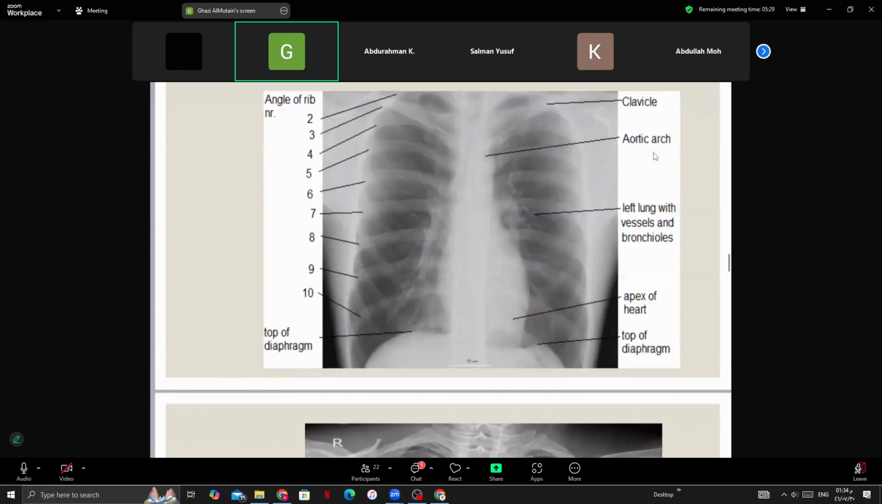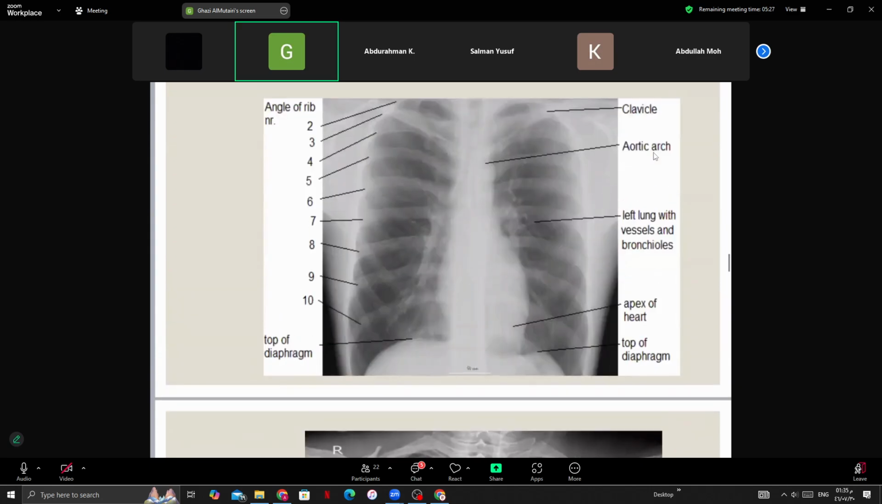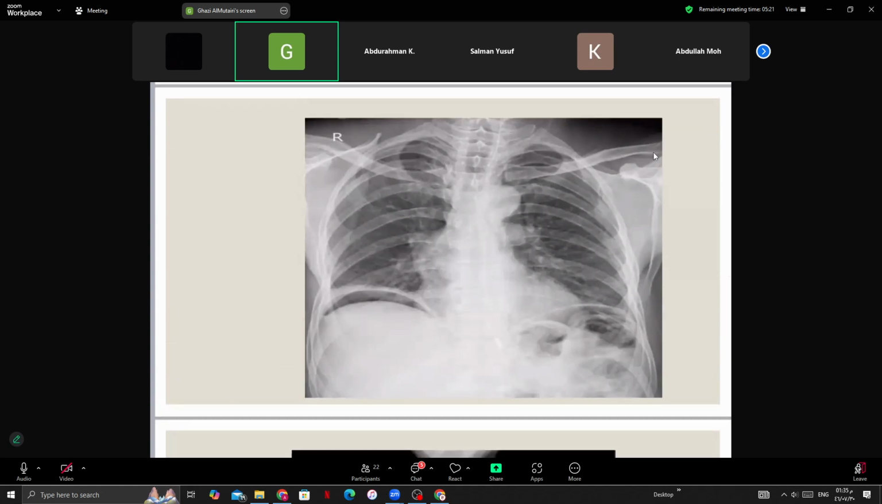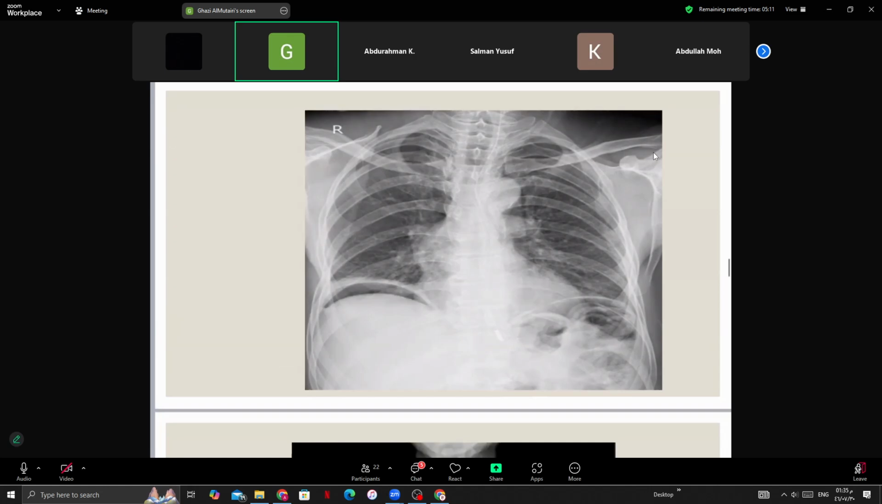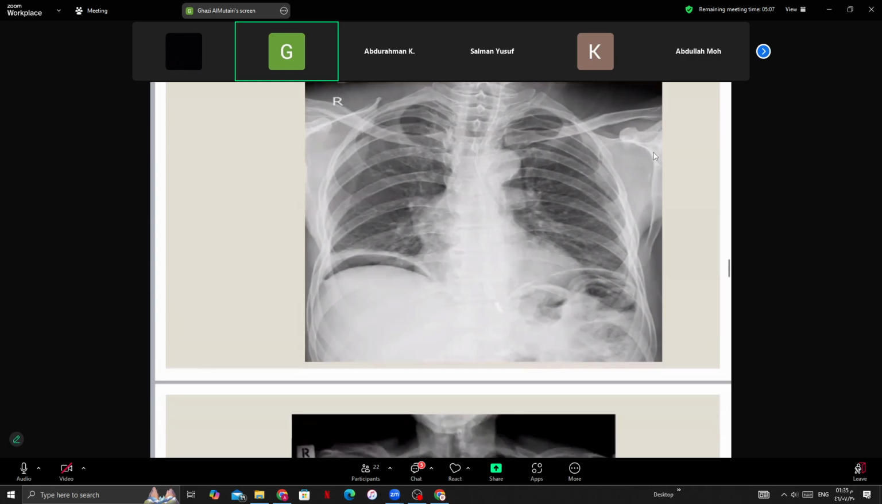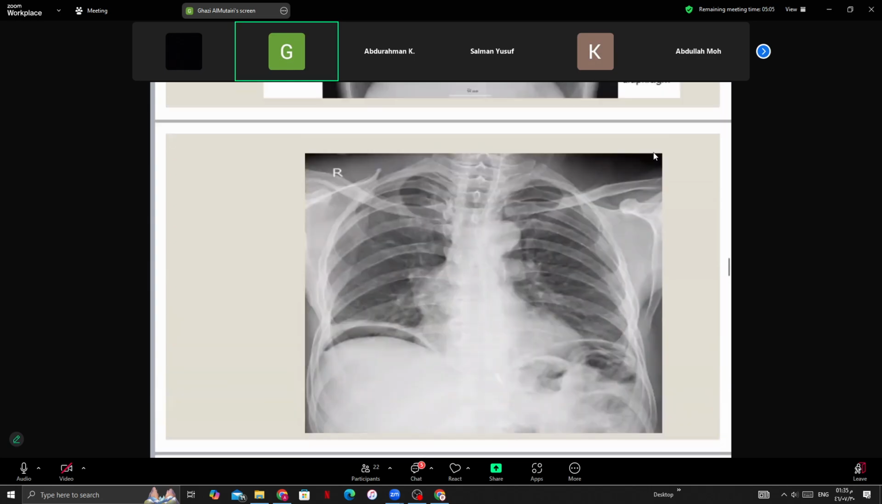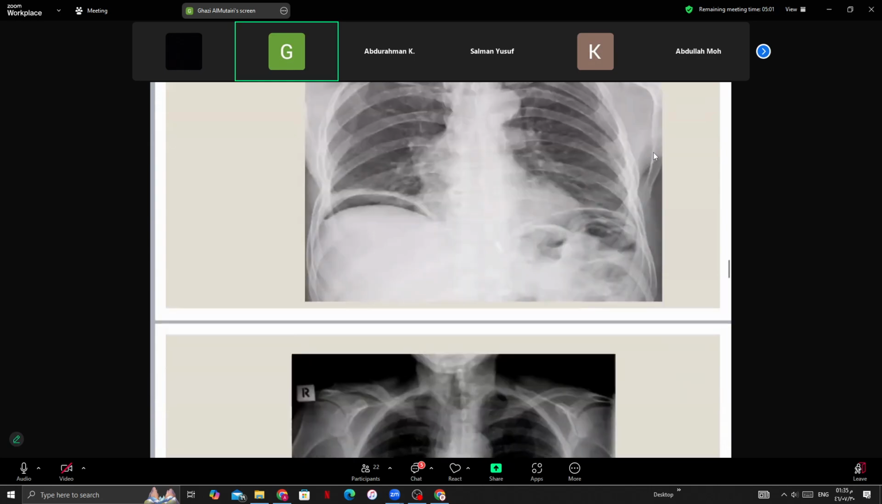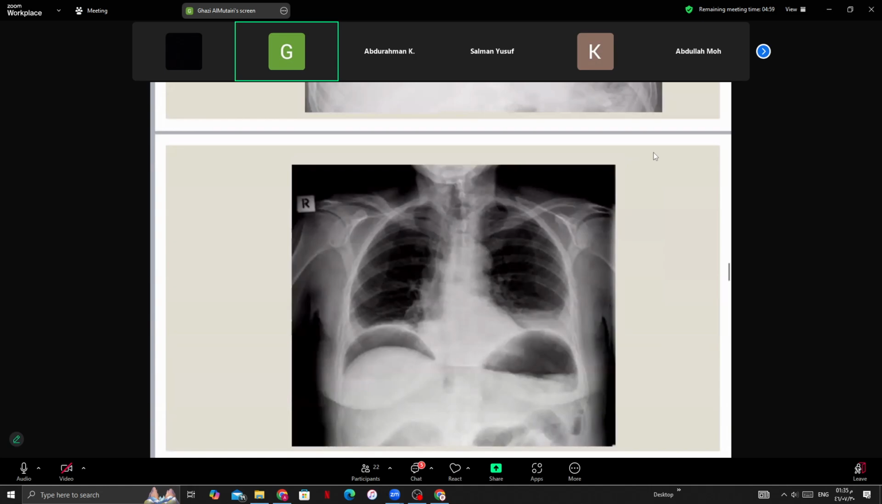This is a normal chest X-ray. What do you think about this chest X-ray? Is it normal, abnormal? So the patient should go where? Laparotomy. أيوة laparotomy. CT if he's stable, otherwise you should go for exploratory laparotomy.